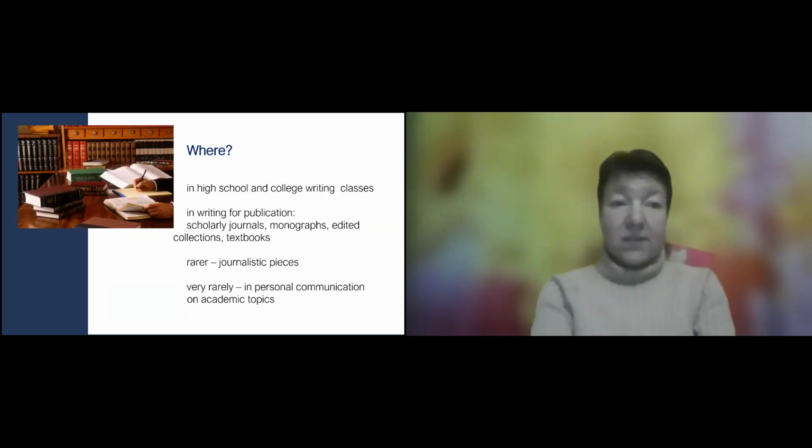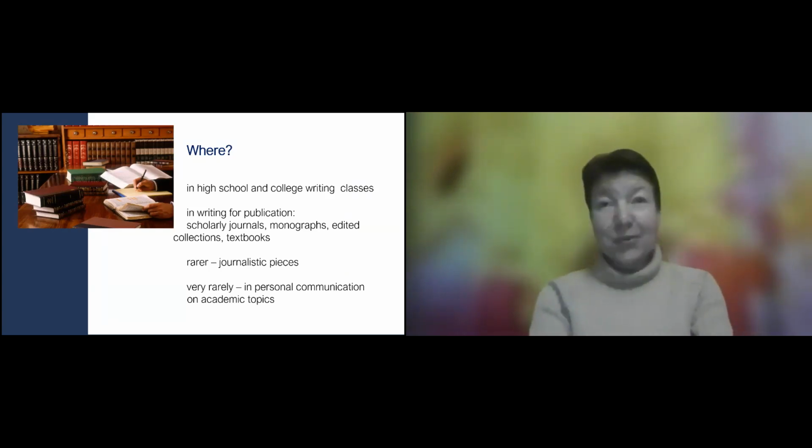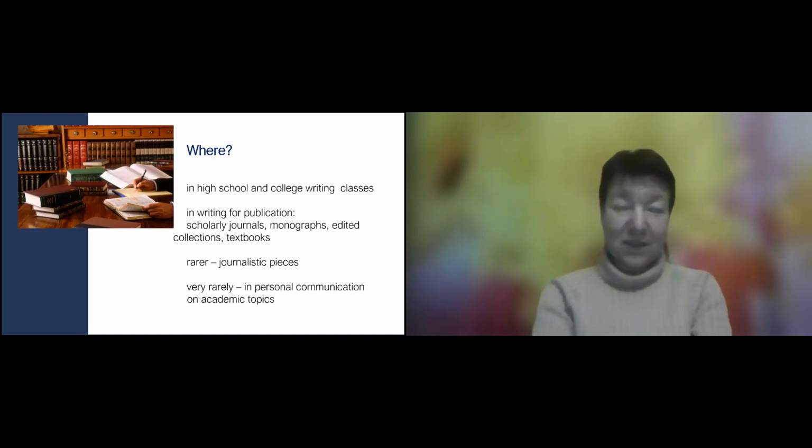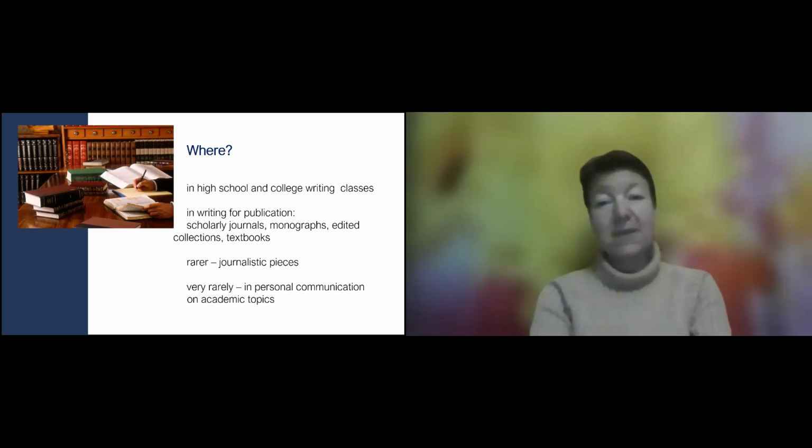Academic writing, or writing with sources, is not something that people do casually in informal situations, right? In the United States, it's practiced in high school and college writing classes. In the situation that's relevant for us, it's writing for publication. So for publication in scholarly journals, monographs, edited collections, in textbooks, we need to incorporate other people's ideas, sometimes direct quotes, mostly it's paraphrases or summaries, and it's something that we need to be able to do effectively.